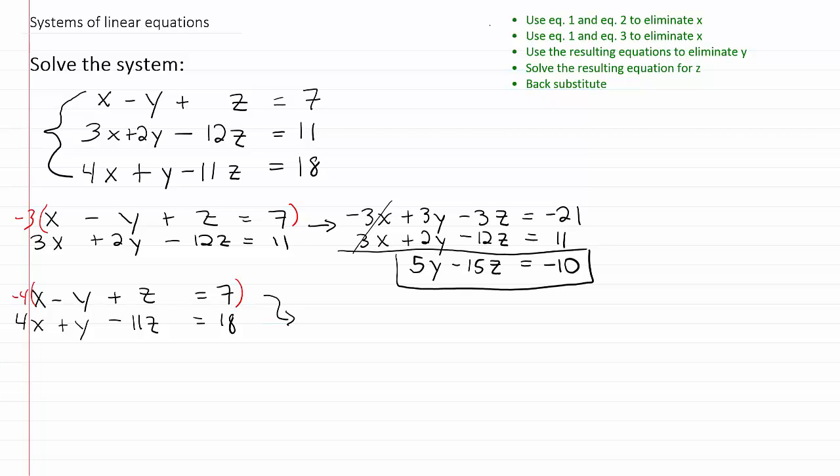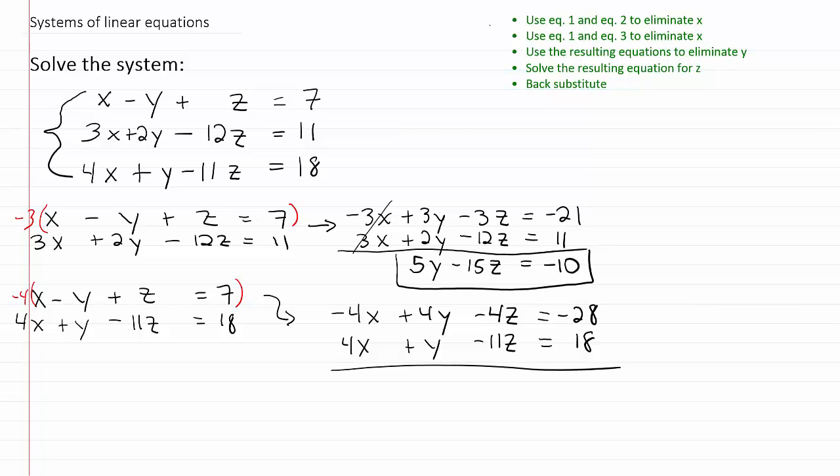If I move this down here, we'll have -4x plus 4y minus 4z is equal to -28. And then we'll have 4x plus y minus 11z is equal to 18. If I add this together, the x's cancel out. Then we'll have 5y minus 15z is equal to -10. Now this equation turns out to be exactly the same as that equation in this example.